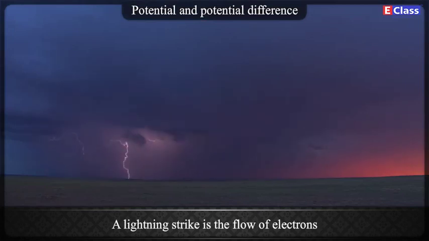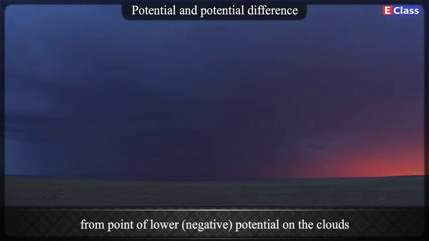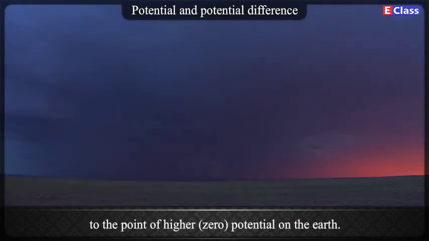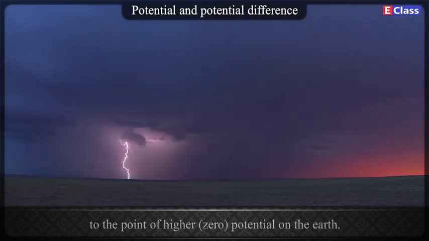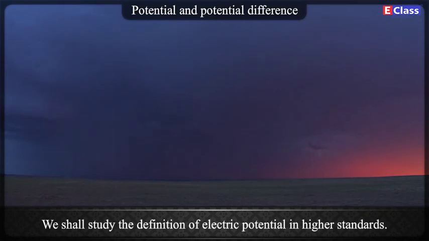A lightning strike is the flow of electrons from a point of lower, that is negative potential, on the clouds to the point of higher, that is zero potential, on the earth. We shall study the definition of electric potential in higher standards.